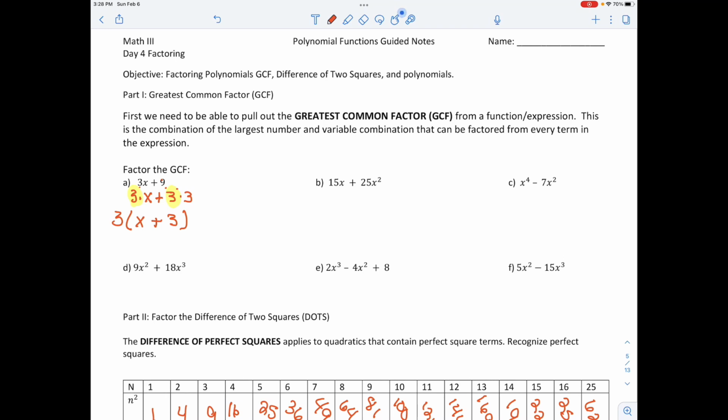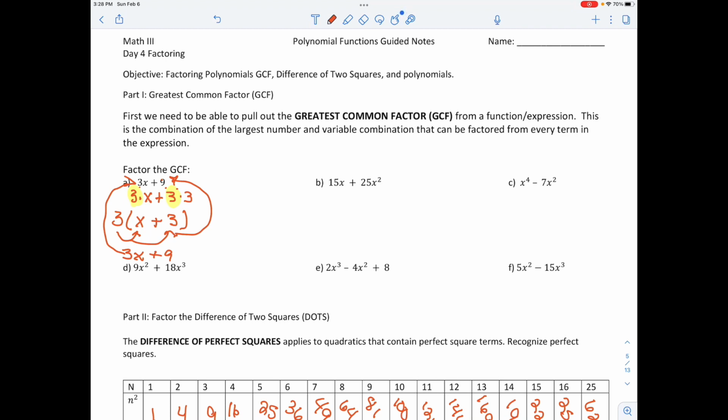Now, you should never get a GCF problem wrong because you can always check your answer. How do we check our answer? Simply distribute the 3 back into the parentheses and you should get what you started with. So if I multiply this out, I get 3x plus 9, and ding, ding, ding, that's what I started with. Okay? All right, let's do B.